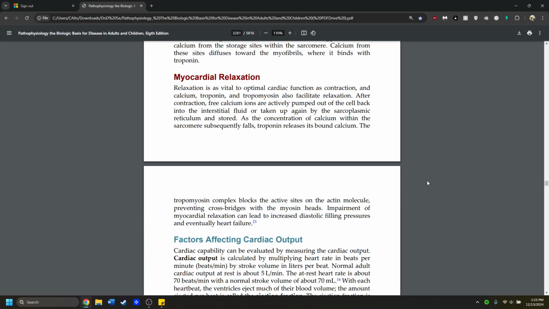After contraction, free calcium ions are actively pumped out of the cell back into the interstitial fluid or taken up again by the sarcoplasmic reticulum and stored. As the concentration of calcium within the sarcomere subsequently falls, troponin releases its bound calcium. The tropomyosin complex blocks the active sites on the actin molecule, preventing cross bridges with the myosin heads. Impairment of myocardial relaxation can lead to increased diastolic filling pressures and eventually heart failure.